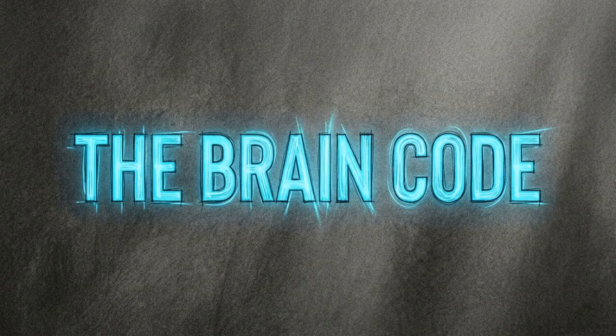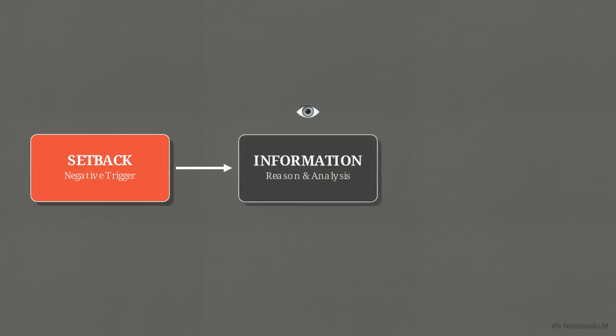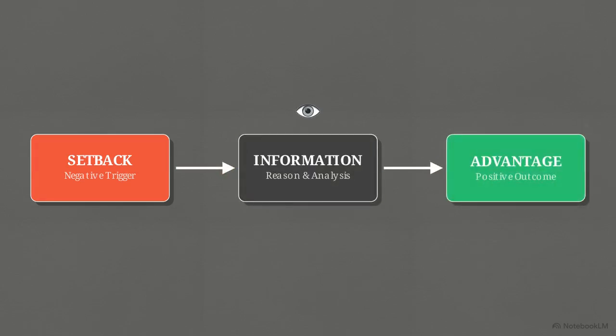We do this through a systematic framework known as the brain code. Every emotion carries potential benefits. If you analyze the reason behind a negative feeling, you can often use that information to change the situation that created it, converting a setback into an advantage.